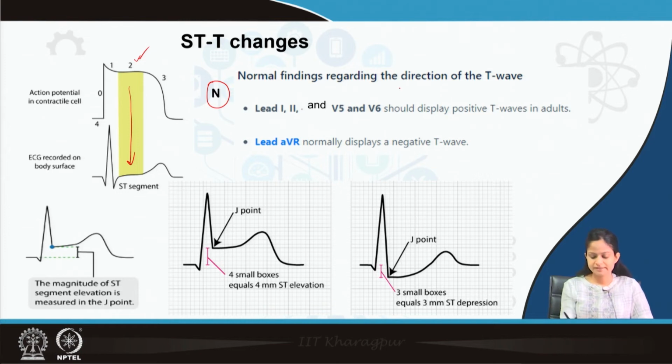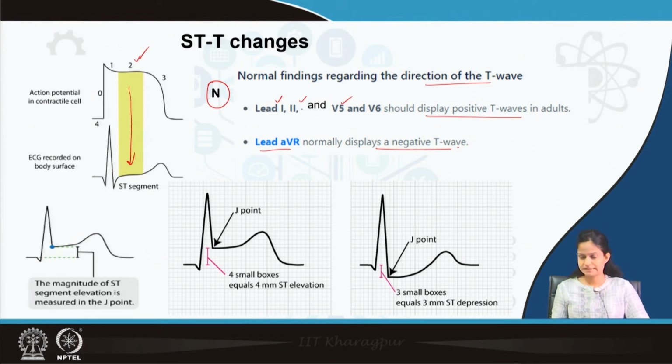For the normal findings with the direction of the T wave, you must remember that lead 1, lead 2, V5 and V6 should display positive T waves, and lead AVR should display a negative T wave. This is a normal ECG. AVR has all negative waves, while lead 1, lead 2, V5 and V6, the inferior and lateral leads, usually display positive T waves. The next thing is very important.